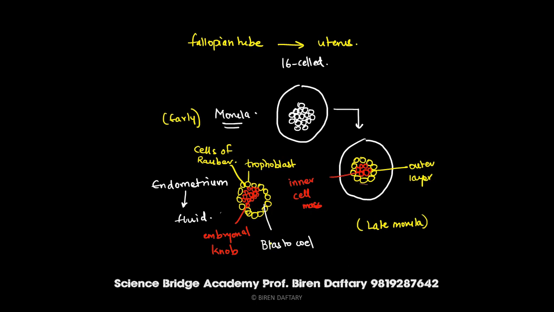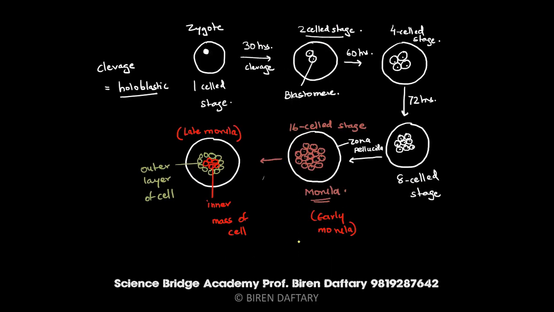Okay, so to summarize whatever we have learned, this is the diagram. Initially we began with the zygote, which was a single cell stage. After 30 hours the first cleavage or division took place. It gave rise to a two cell stage in which two blastomeres were formed. After 60 hours of fertilization, 4 cell stage. After 72 hours of fertilization, the 8 cell stage, which gave rise to the 16 cell stage. All the blastomeres were present together. The 16 cell stage is called morula.